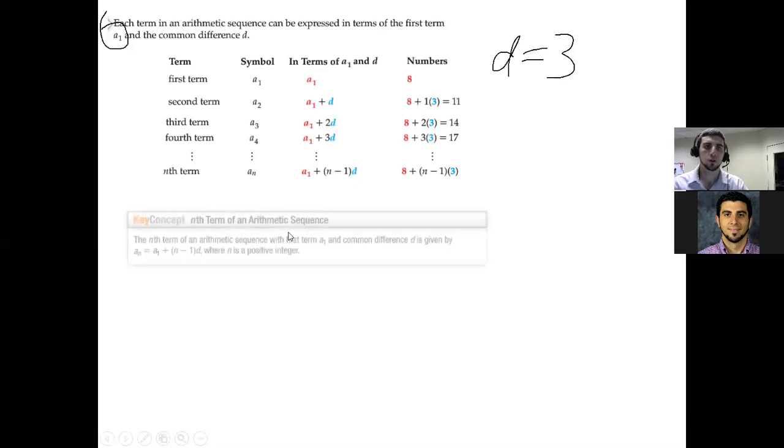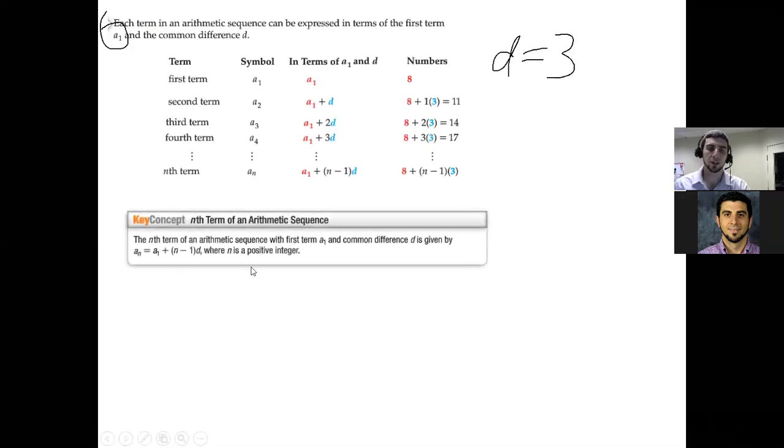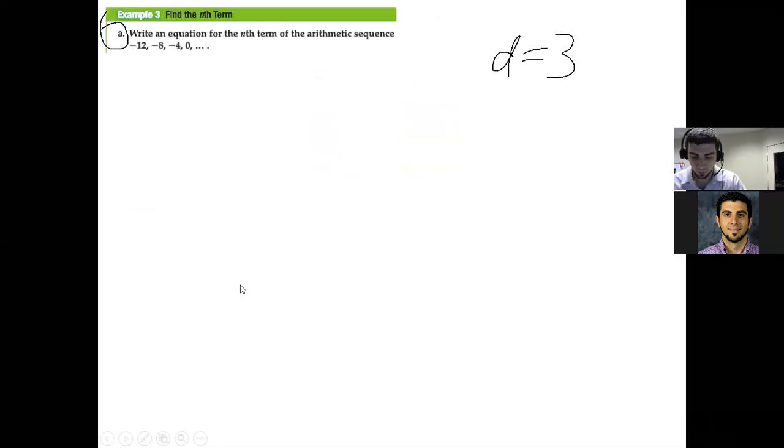Okay, so the nth term of an arithmetic sequence with the first term a sub 1 and the common difference, d, is given by a sub n equals a1 plus n minus 1 times d, where n is a positive integer. So here we want to write an equation for the nth term of the arithmetic sequence.